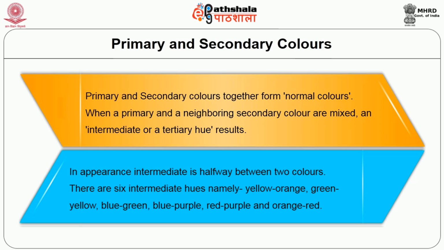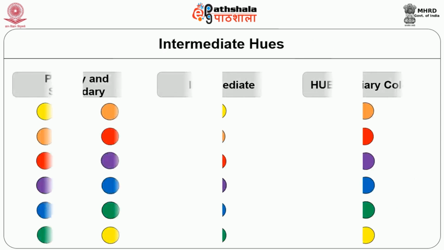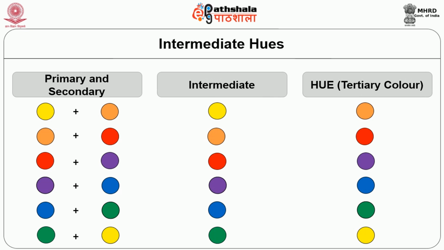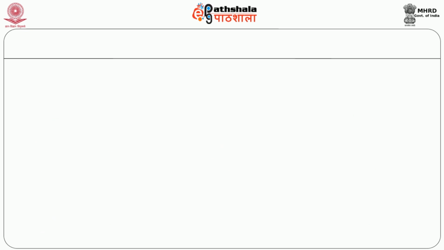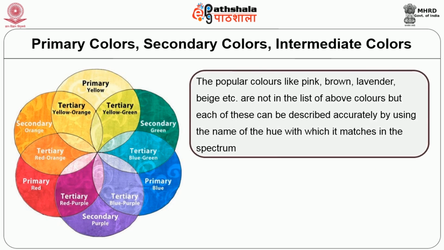There are 6 intermediate hues, namely yellow orange, green yellow, blue green, blue purple, red purple and orange red. Table 3 indicates intermediate hues, primary colors and secondary colors, intermediate colors. Some of the popular colors like pink, brown, lavender, beige, etc. are not in the list of above colors, but each of these can be described accurately by using the name of the hue with which it matches in the spectrum.